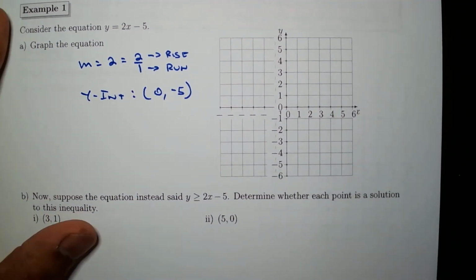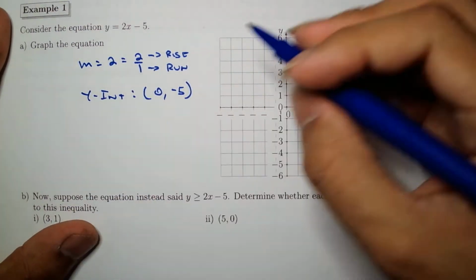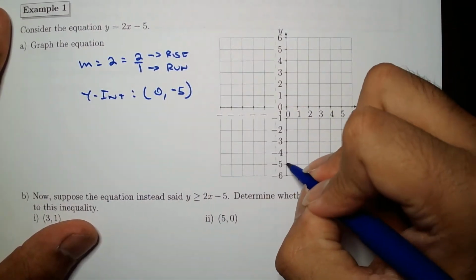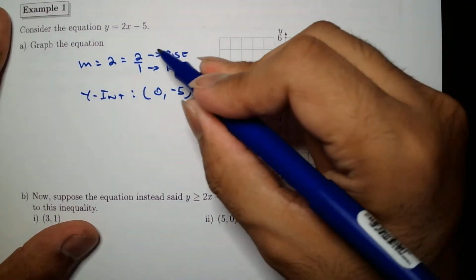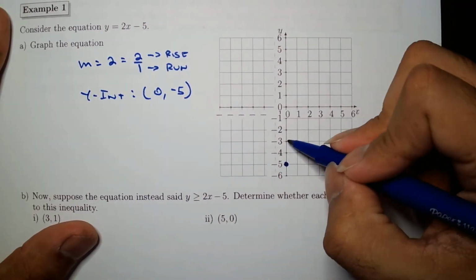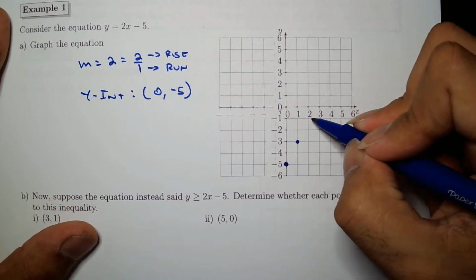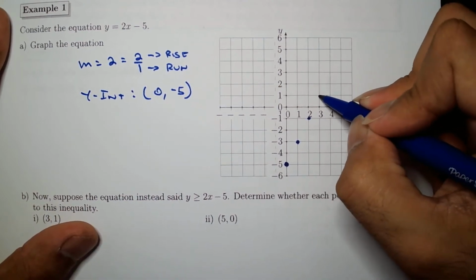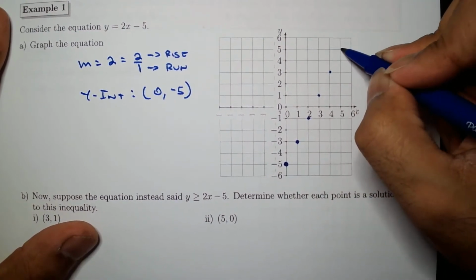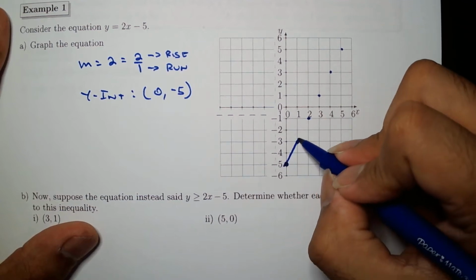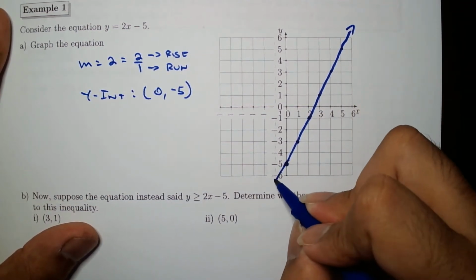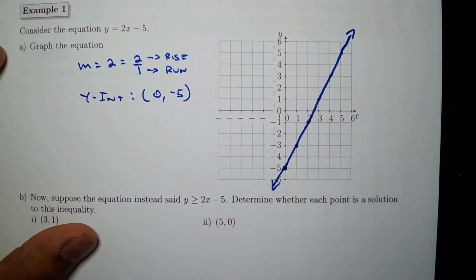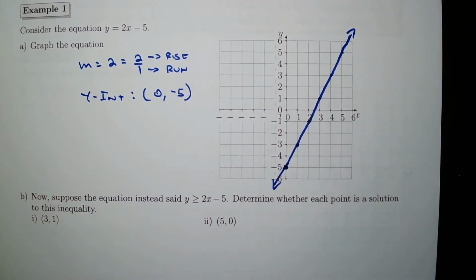So number one, the y-intercept: we go to the point 0, negative 5. And then from here we rise 2 units and run 1 unit. Rise 2, run 1. Rise 2, run 1, and so on. And we have this straight line right here.